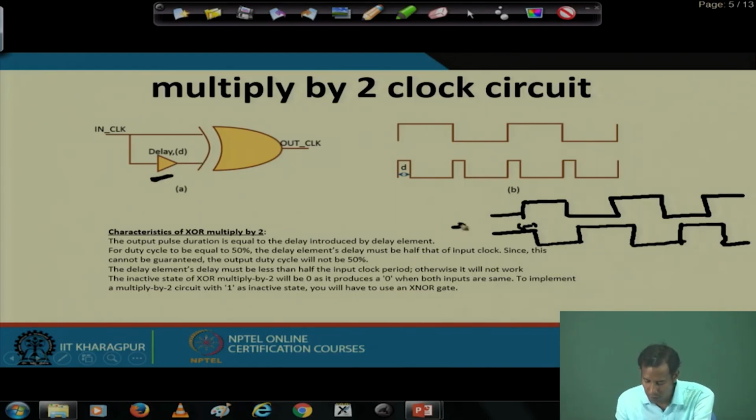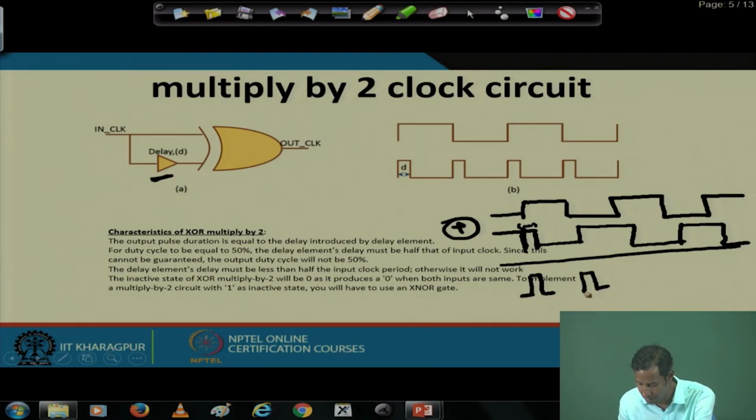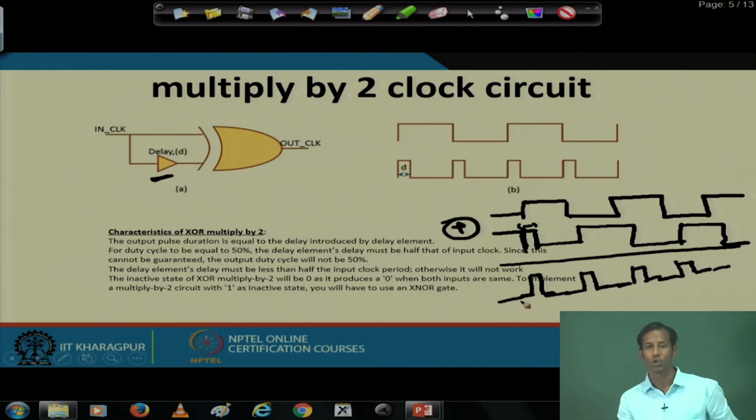Now, whenever I XOR these two signals, what will I get? For the amount of delay we have provided, that much time we will get as one single pulse. Then again at this edge we get one single pulse, at this edge again, and at this edge again, something like this.